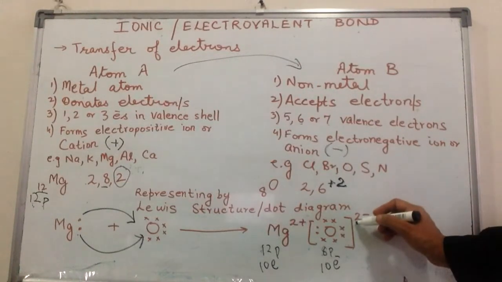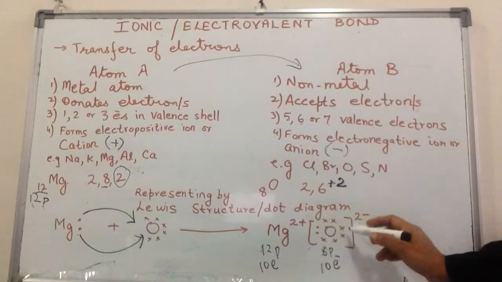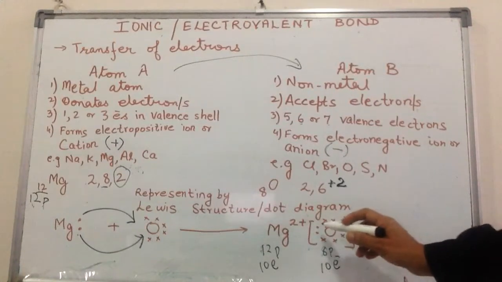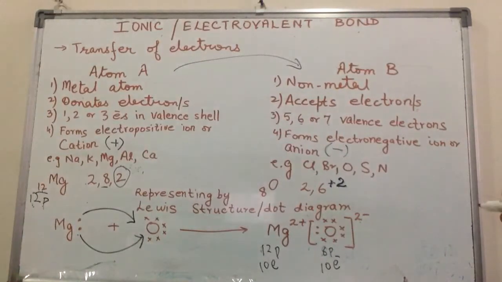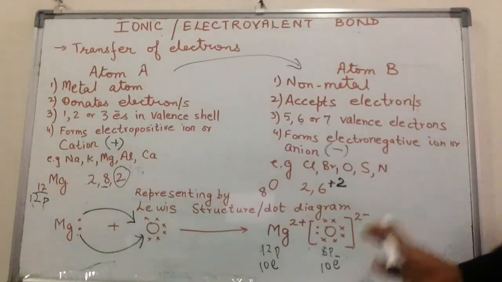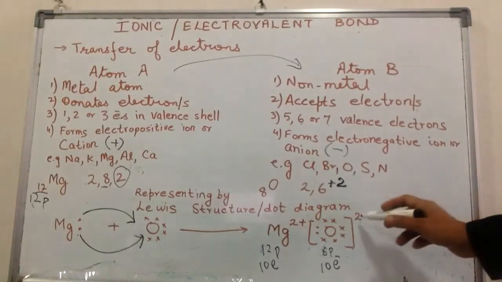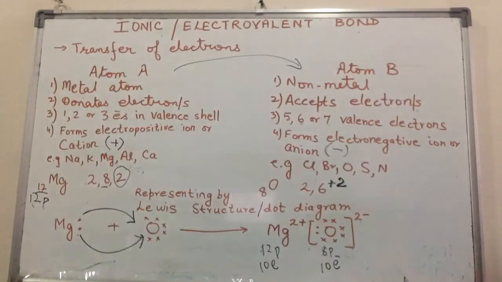And how many negative charges are extra? 2. Hence we put a square bracket just to avoid confusion, and we have O with 8 electrons. These 2 dots here indicate that the electrons have been acquired from magnesium. Remember, these electrons are in no way different from the electrons of the oxygen atom. It is just for clarity. You may put crosses also, and this becomes 2 negative. This is how we have magnesium oxide.